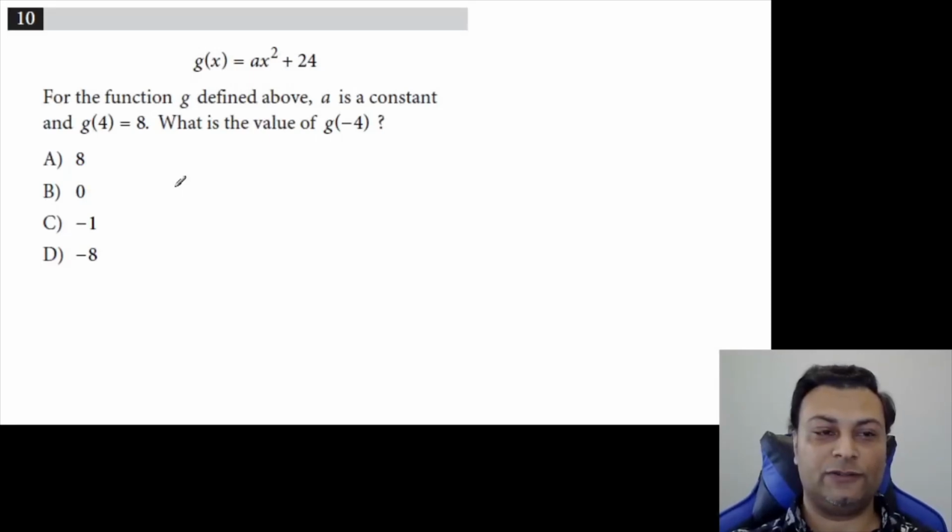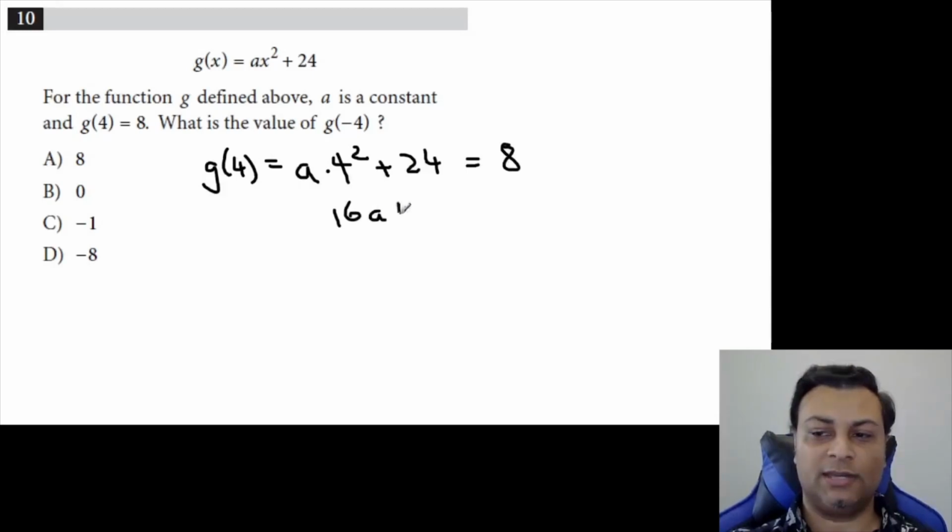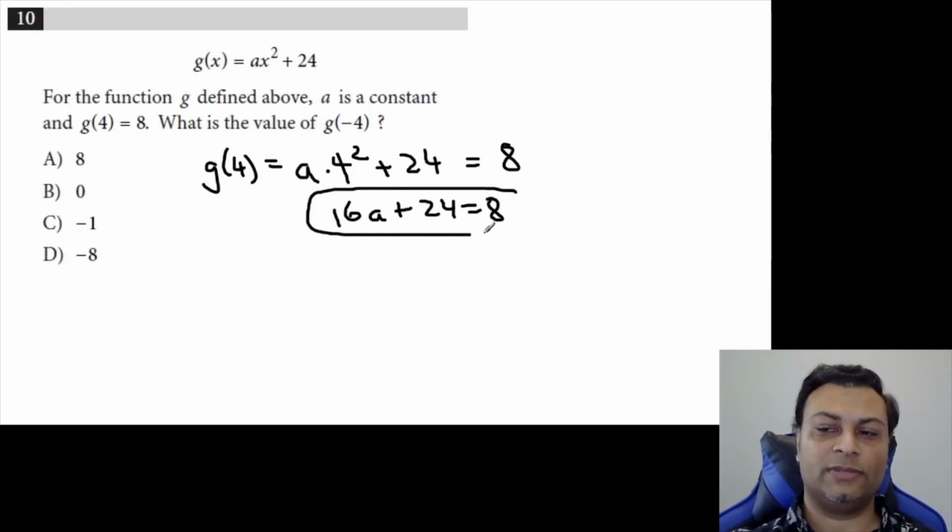Question 10, for the function g defined above, a is a constant and g of 4 is 8. What's the value of g of negative 4? So, now we don't have to find the value of a. g of 4 is a times 4 squared plus 24. And they're telling us that that comes out to 8. And this is 16a, so 16a plus 24 equals 8. Let's hold on to that for now. Let's not do anything with that.